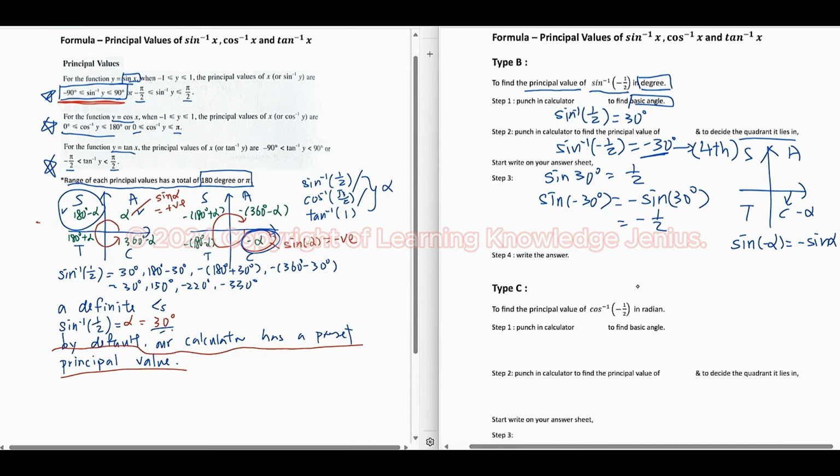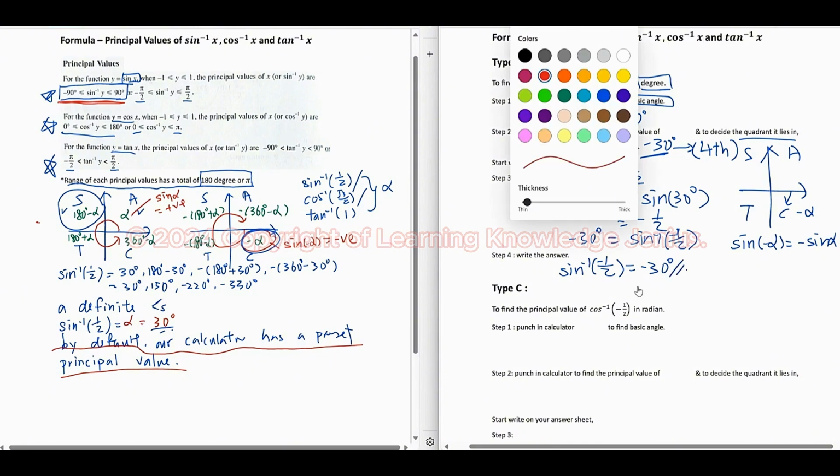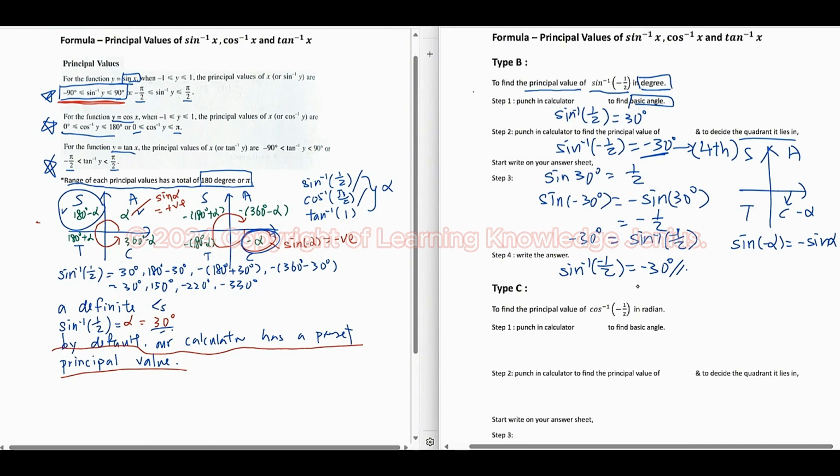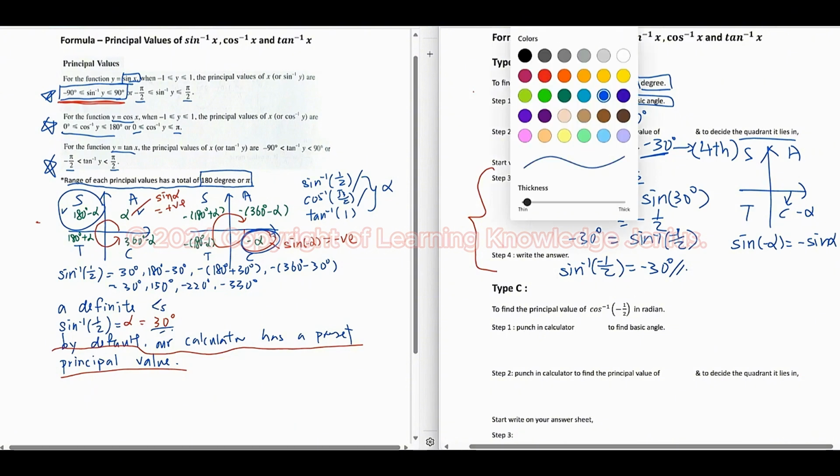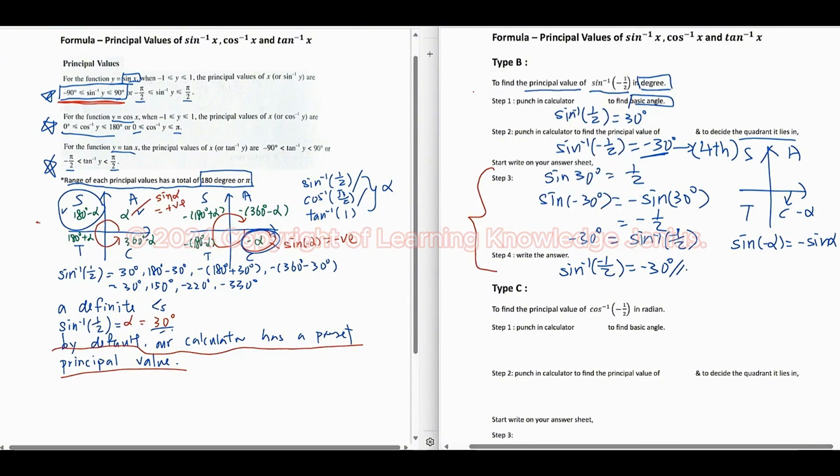So from here, we can conclude negative 30 degree is equal to inverse sine negative half. So finally, you write the answer. And that's how you get the answer. So the steps from here onwards are all required in your answer sheet. So just want you to take note of this.